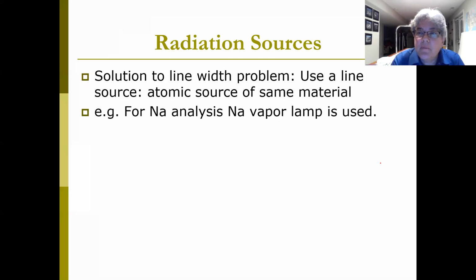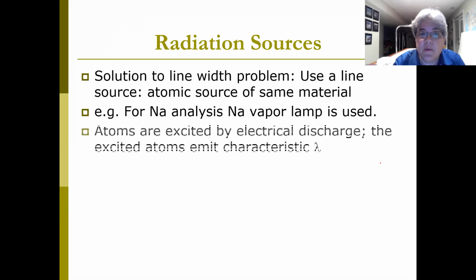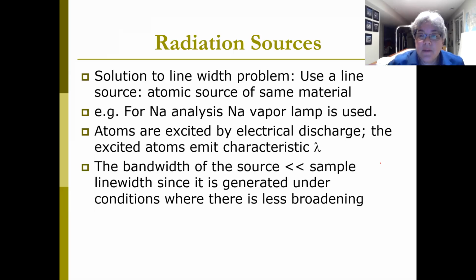So the most common, for example, we could use a sodium vapor lamp. Here we're going to use electricity to excite the source, and then it will give me the absorption I need just for that element. I excite the sodium, and it'll give me light to excite sodium atoms. Now, for these kinds of sources, the bandwidth of the source is much, much less than the bandwidth of the sample. We do these at fairly low pressure and low temperature, so we don't have that problem.